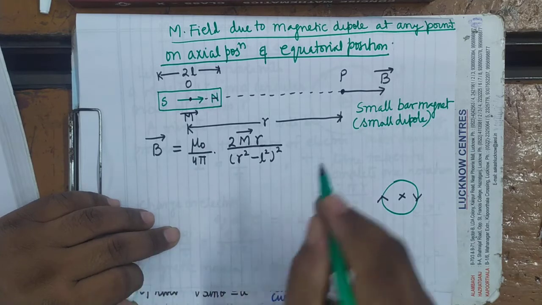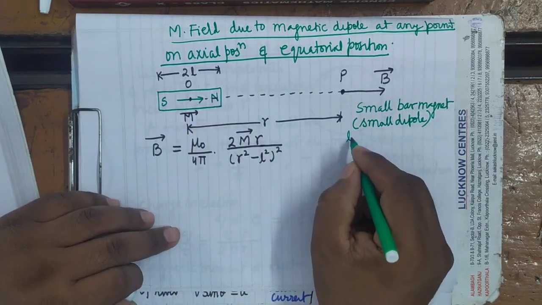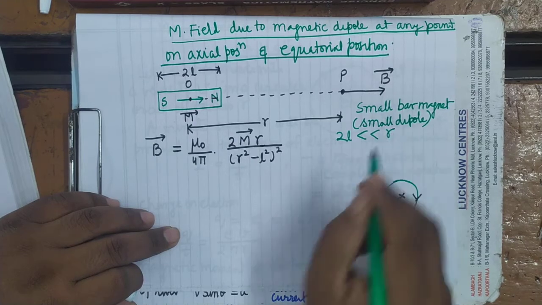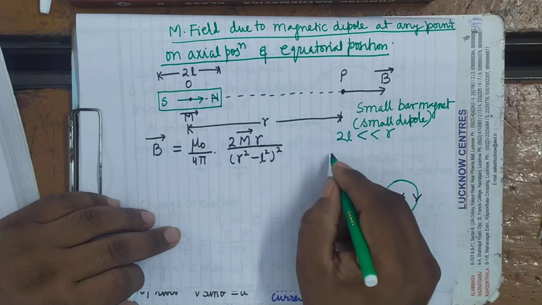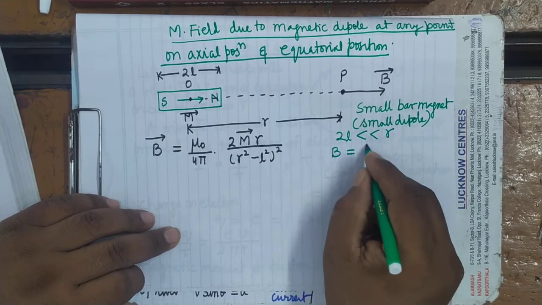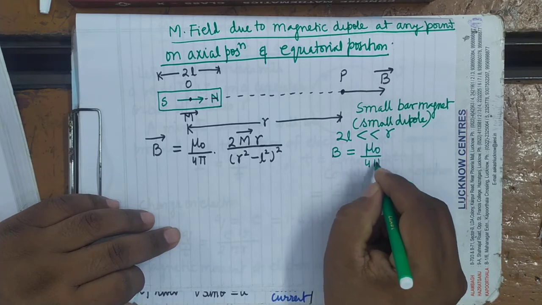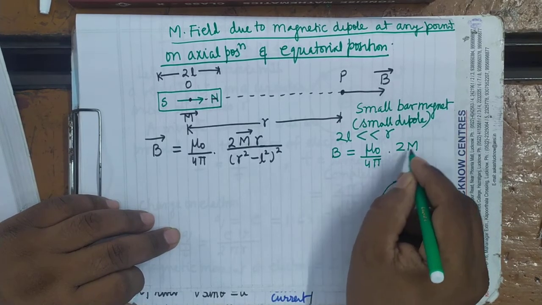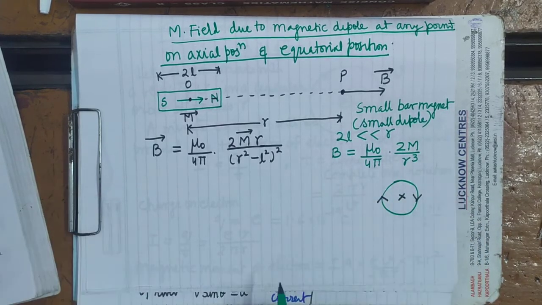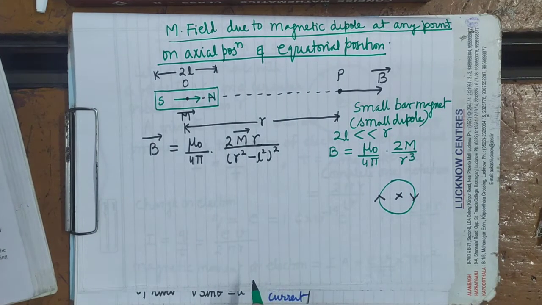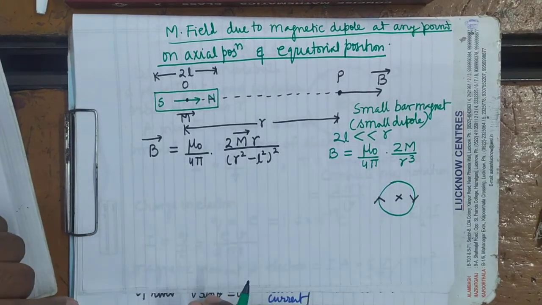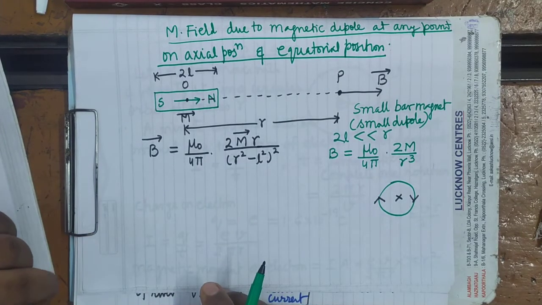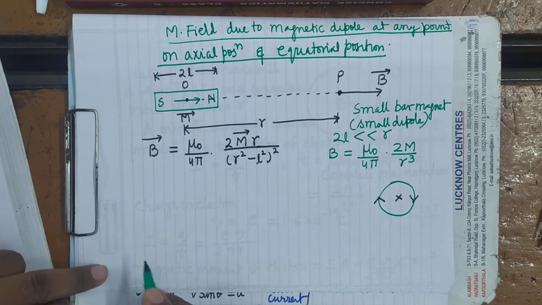So, for a small dipole, you can neglect the term: 2L is much smaller than R. So the term of L can be neglected, and then B equals mu naught upon 4 pi, 2m upon R cube. Is it clear? This is the formula of the magnetic field due to a bar magnet at any point on the axial position.